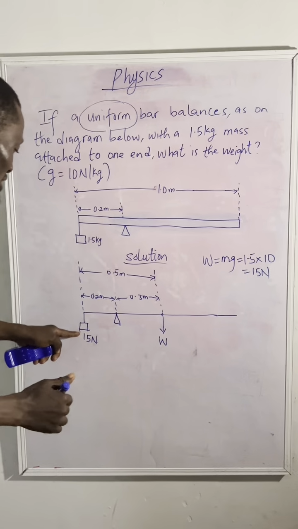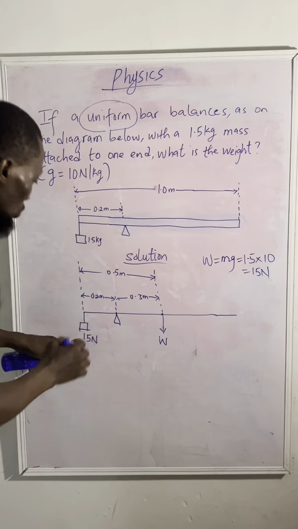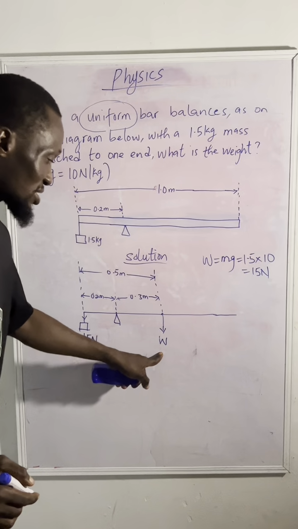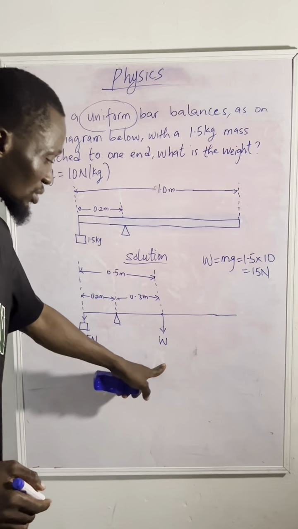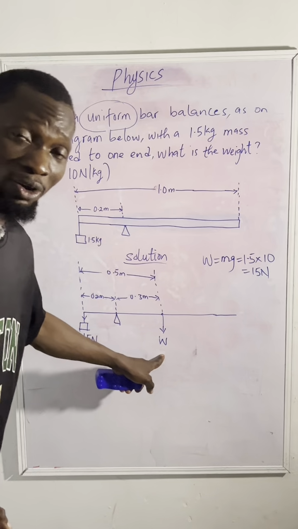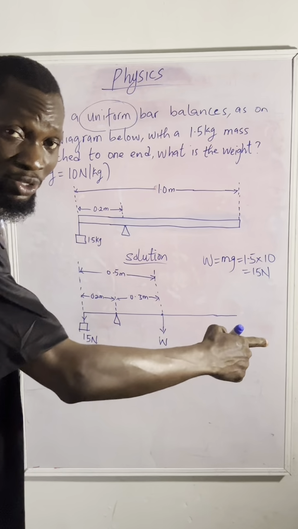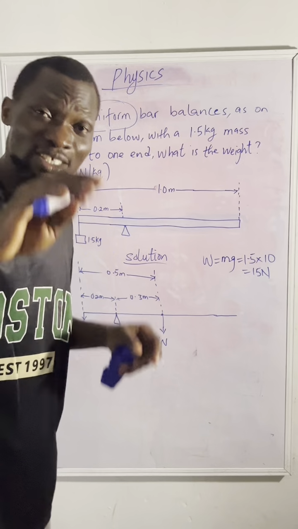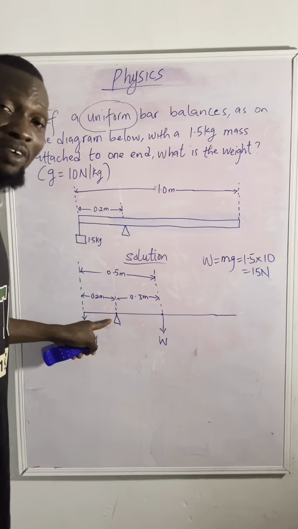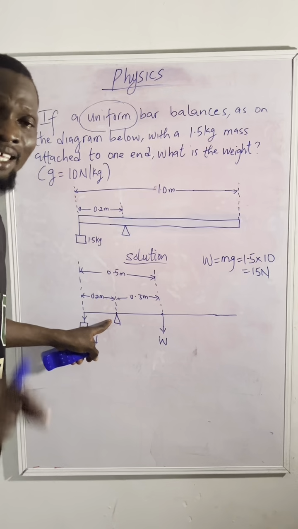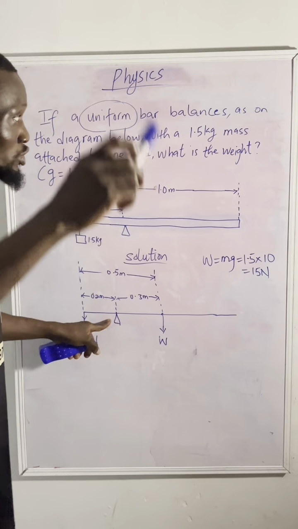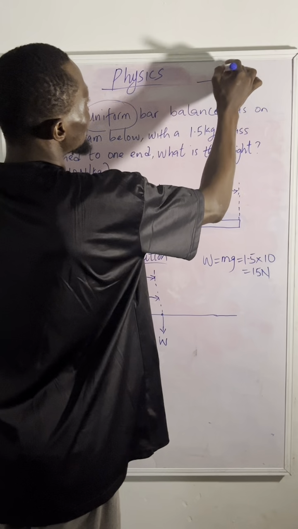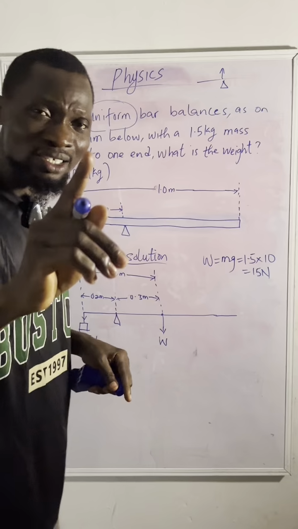Now, there's a force acting downward here, which is 15 Newton. There is a weight acting downward here also, which is the weight of the bar we are being asked to find. Now, because I am taking moments, I've said in one of my videos that anytime you have a pivot here, then there is a reaction at that pivot. Whenever you have a pivot like this, there's a reaction acting upward.